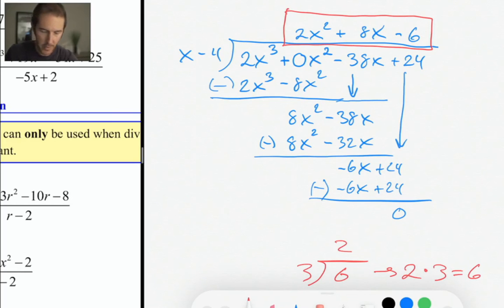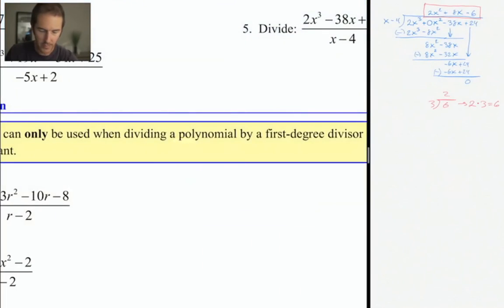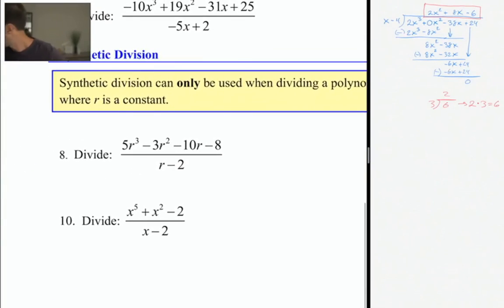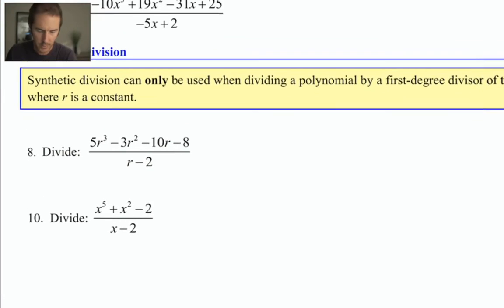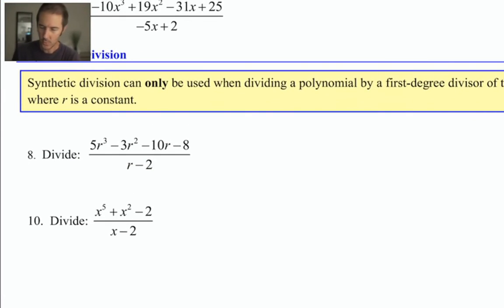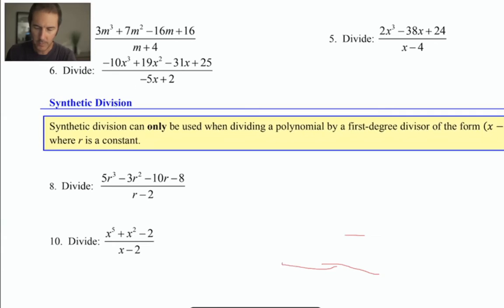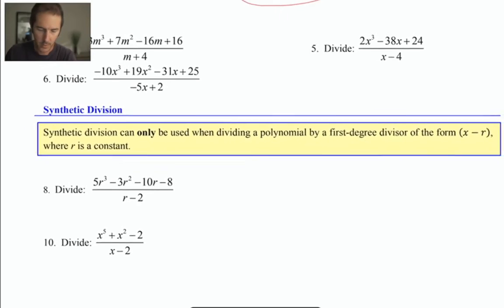All right, I'm at 5% battery. Let's see if we can sneak in a little synthetic division. Closing the door to keep out any noises out there. Okay, let's do number 10, and I think number 10 we can fit right onto this page here. Yes. So here we're going to do synthetic division. And synthetic division, as it says in this yellow box, can only be done. I'm trying to slide the screen over and I'm drawing with my finger, sorry.